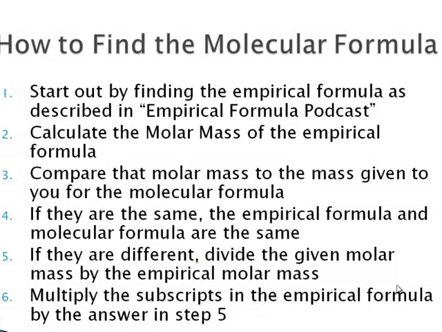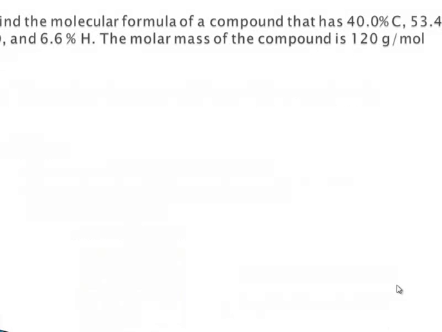Okay, so again, there are a number of steps for how to go about doing this, but let's take it through a specific example. Here we have a problem. We have a sample, we've analyzed it, and we know it's got 40% carbon, 53.4% oxygen, 6.6% hydrogen. We also know the molar mass of the compound, which is 120 grams per mole.